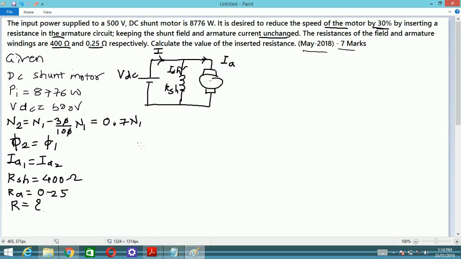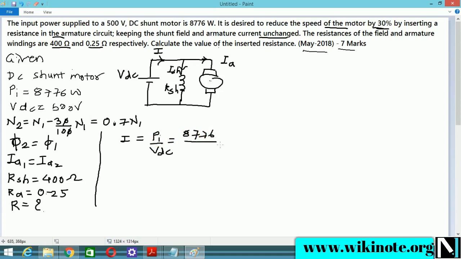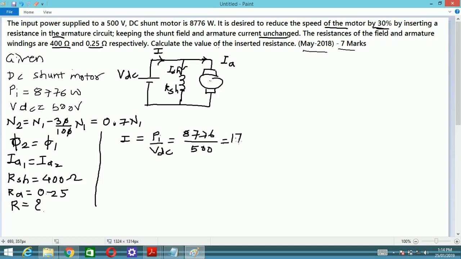Now we'll start solving this numerical. As the power PI is 8776 watt and the voltage is the DC voltage, you have to calculate I, which is P upon V, because power is equal to voltage times current. So 8776 divided by VDC, that is 500 volt, gives the current, which comes to 17.5 ampere. This is the total current flowing through the motor.